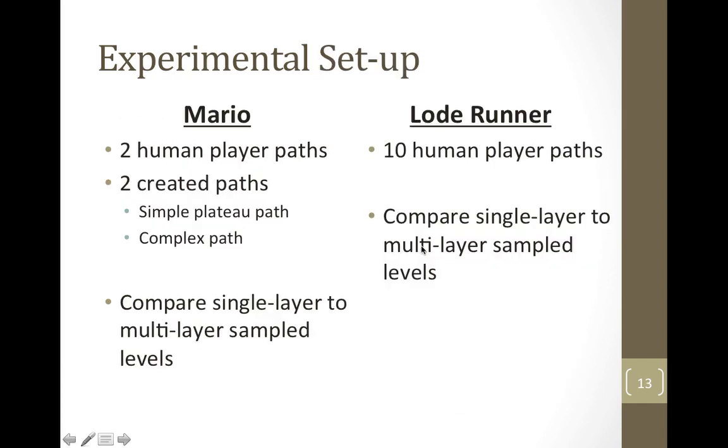During our experiments, we used two different setups for the domains. For Mario, we experimented with four different paths, two human paths extracted from YouTube videos, and two manually created paths, a simple plateau-shaped path and a more complex path that required a lot of different jumps of various heights and lengths. And then for Loadrunner, we used 10 human paths extracted from YouTube videos. And then we compared the levels generated using our multi-layer approach against those generated using our single-layer approach.